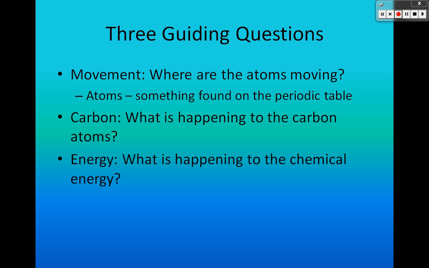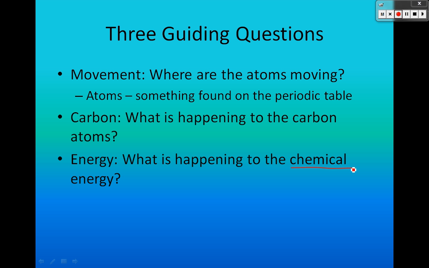And finally, the energy question. What is happening to the chemical energy? I want to emphasize here the word chemical, because there's a lot of energy. You learned last year about potential and kinetic energy. We're going to learn this year about chemical energy. For example, if I roll a ball off a table, that ball, when it was on the table, had potential energy because it was above the ground. As it fell, it lost potential energy compared to the ground, and it gained kinetic energy because it sped up. So hopefully you remember those terms.